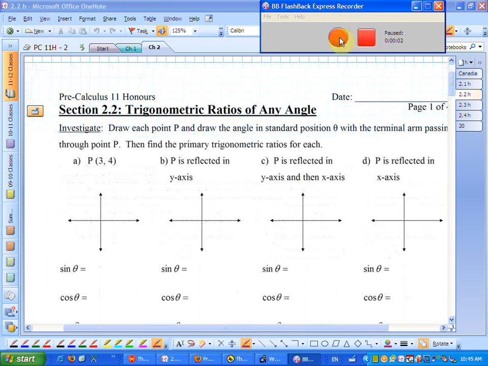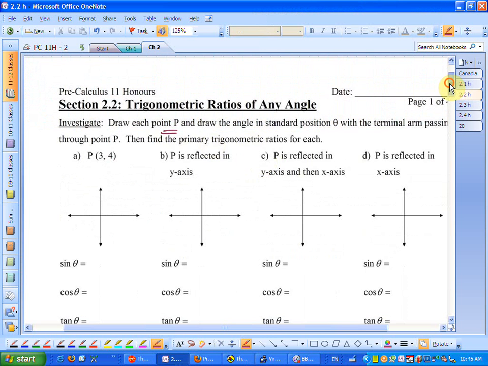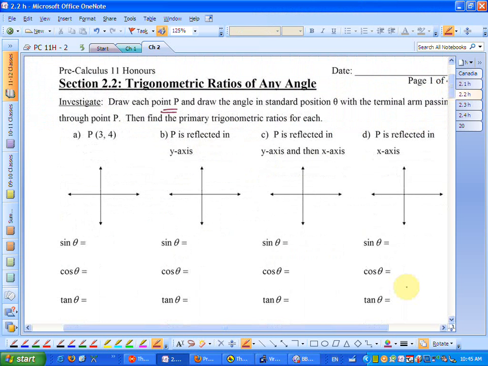Okay, ladies and gentlemen. What I'd like you to do today, let's do some investigation first of all. I want you to draw each point P and then draw the angle in standard position. So a review from last day. And then from there, I'd like you to find the ratios for the three primary trig ratios, which is sine, cosine, and tangent.